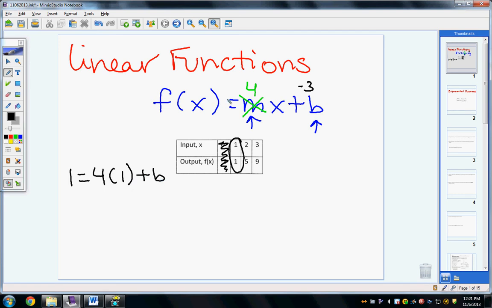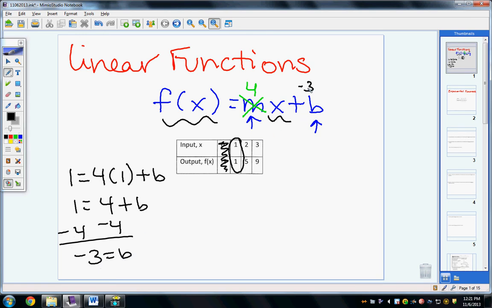So I'm plugging in a point here because I know my x and my f of x, using the slope we already know to determine what our b is, even though I've already told you it's -3. But this is just a way we can double check, okay? And so 4 times 1 is 4. So I subtract 4 from both sides, and I get that -3 is equal to b, which is the same thing I just showed you here, okay?